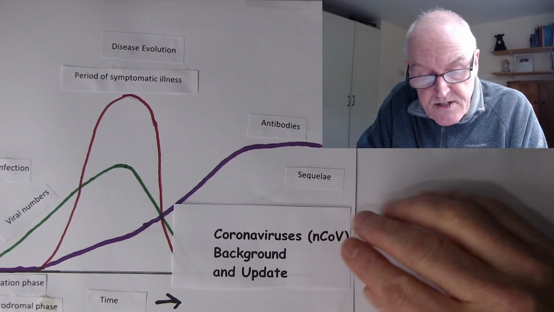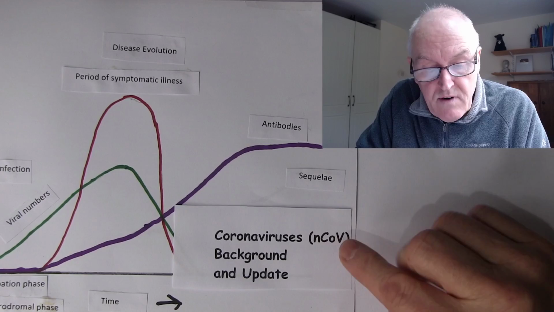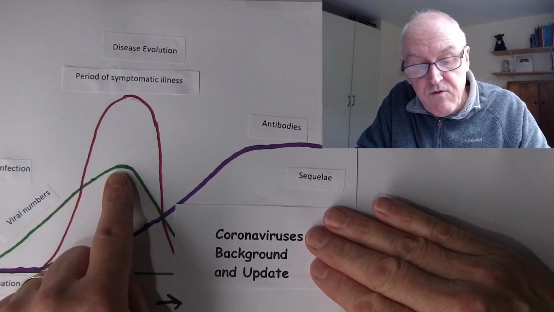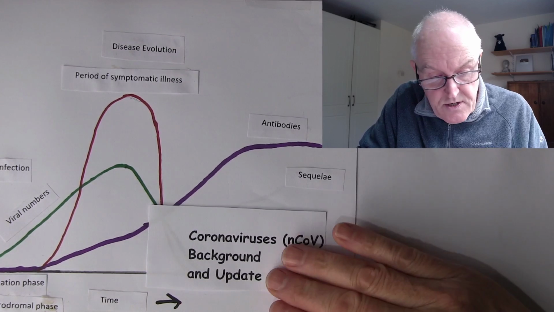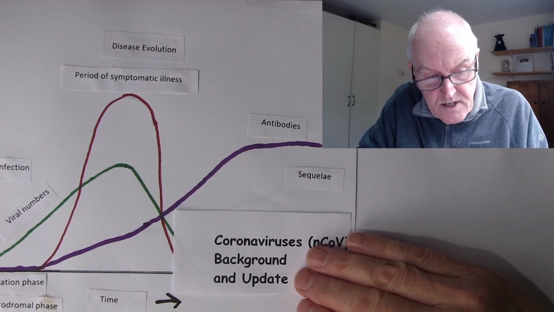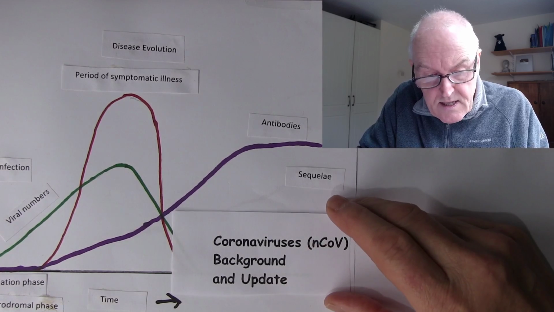So the antibodies that you've made to common cold coronaviruses won't fight this novel coronavirus. That's why it's called novel. It's a new one. It's a zoonotic one. It's come from animals, as we'll look at in more detail in the next video.